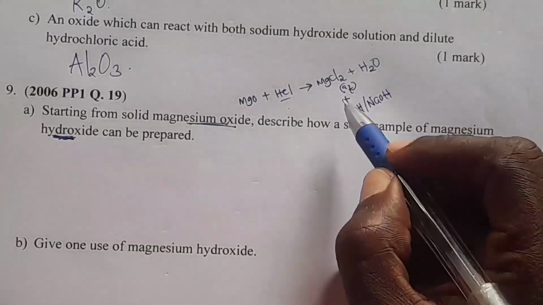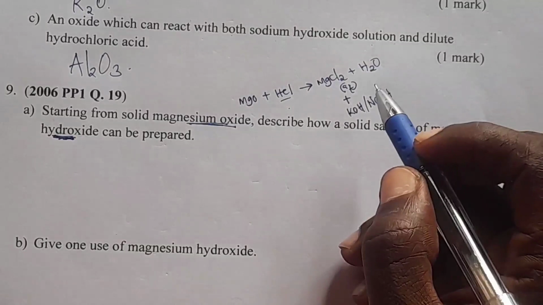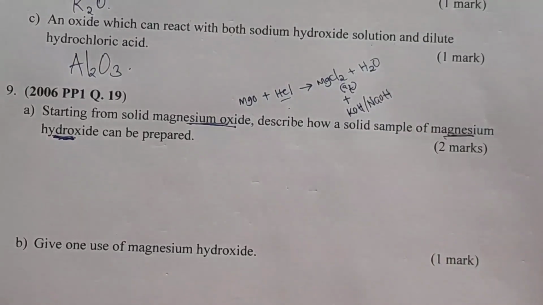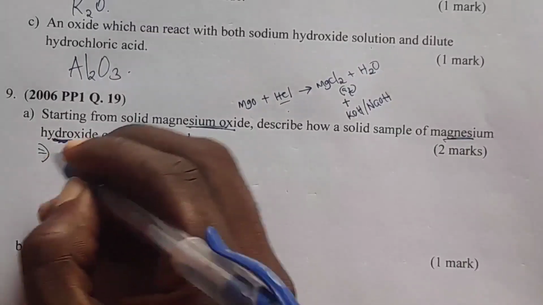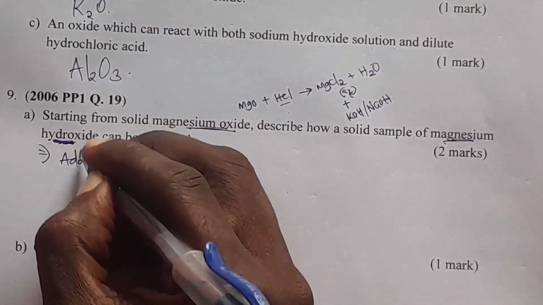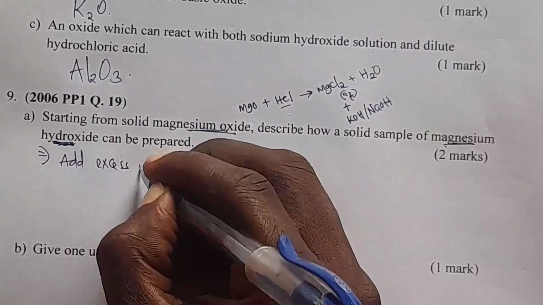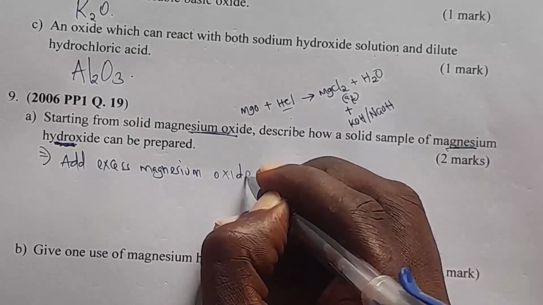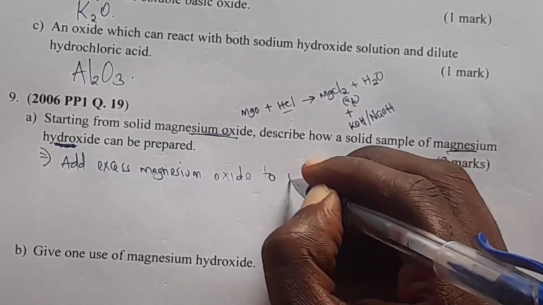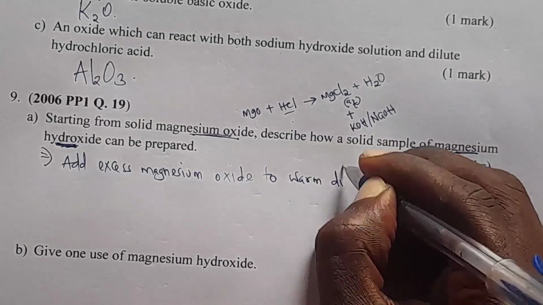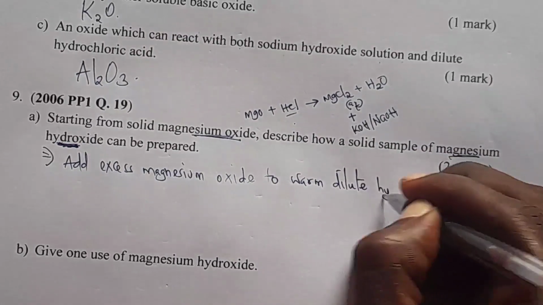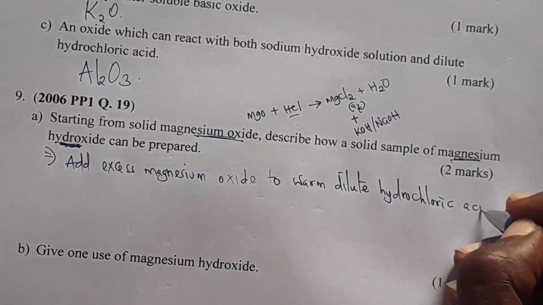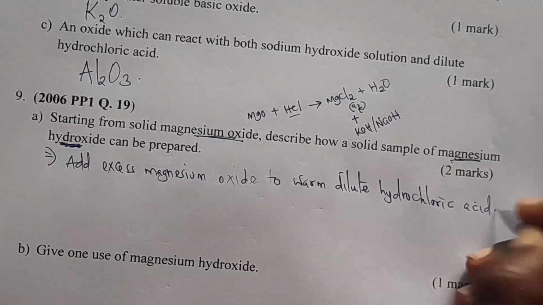so that precipitation reaction will happen. So that's what we are supposed to do. So the first step, we are going to say add excess magnesium oxide to warm dilute hydrochloric acid, or else you can use here sulfuric acid, hydrochloric acid, full stop.